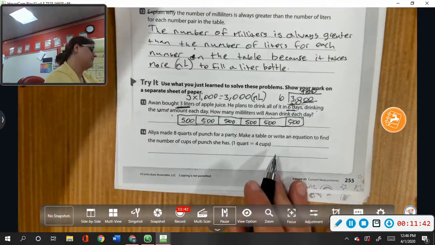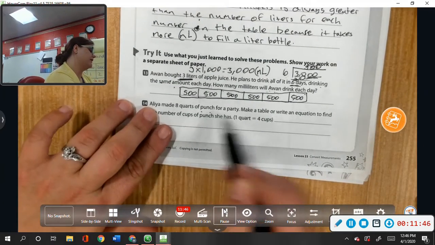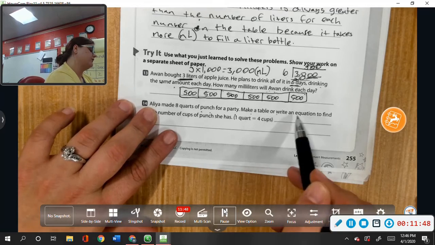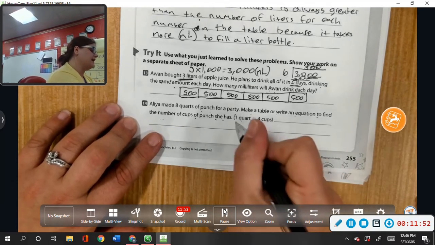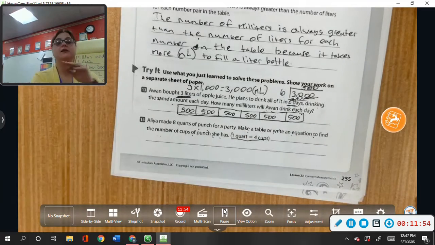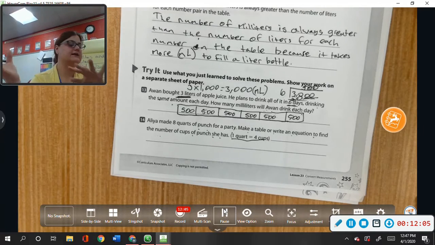Alright, looking at number 14. Aaliyah made 8 quarts of punch for a party. Make a table or write an equation to find the number of cups of punch she has. It gives us this key. Now remember, quarts and cups are U.S. customary forms of measurement for capacity or liquid volume. So we're not working in the metric system right now. We're working in the U.S. customary system.